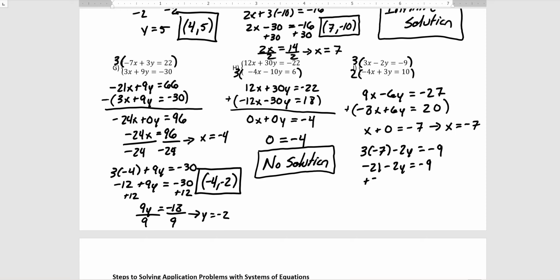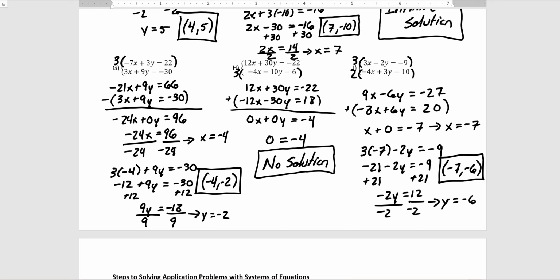I'm going to add 21 to both sides. Negative 9 plus 21 will give me 12. Divide by negative 2. 12 divided by negative 2 is y equals negative 6. So my coordinate here is negative 7, comma, negative 6. Box my answer. And we're going to call that a day.